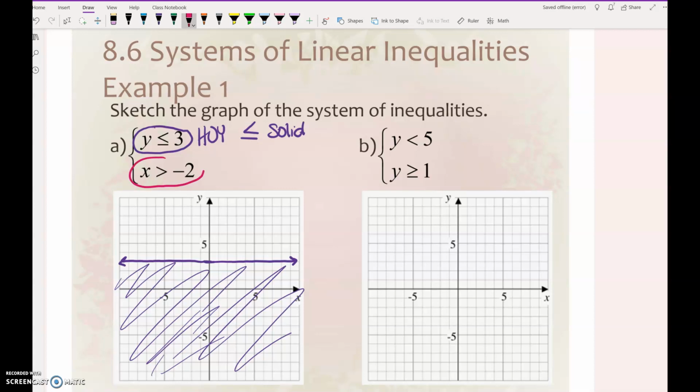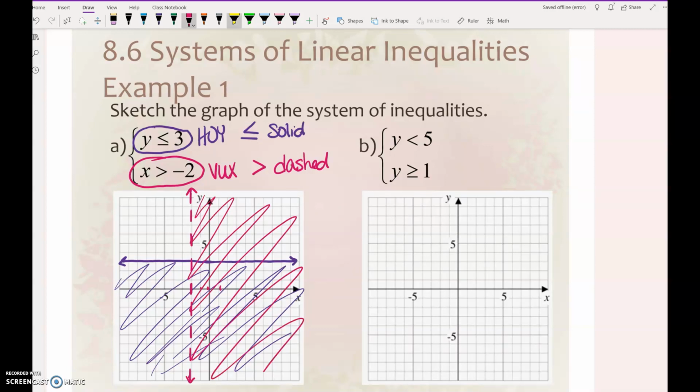The next inequality, x is greater than -2. This is a vertical line at -2. It's greater than, so do we do solid or dashed? Dashed. Dashed line. To the right. We want the x values that are larger than -2, so -1, 0, 1. We need to shade to the right.